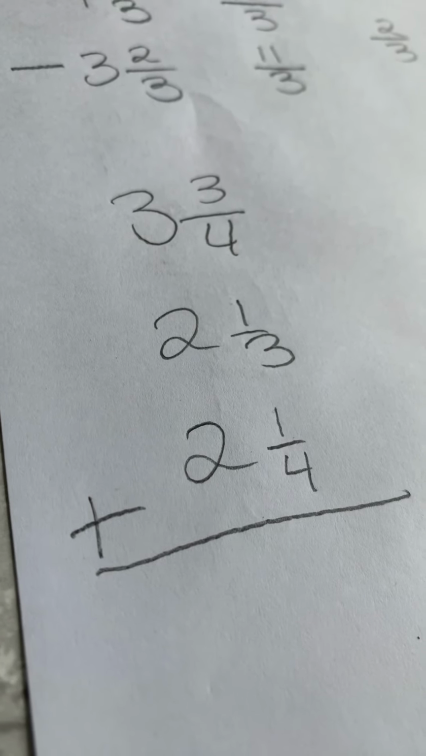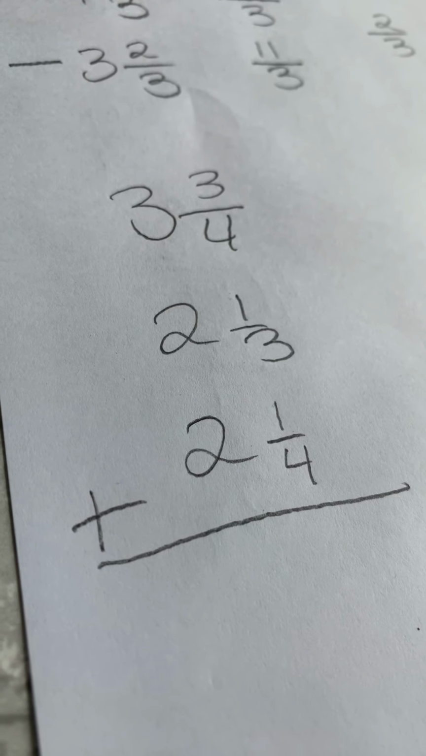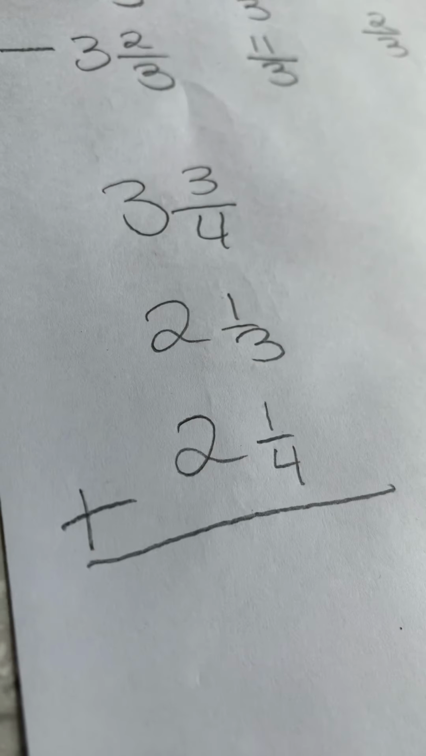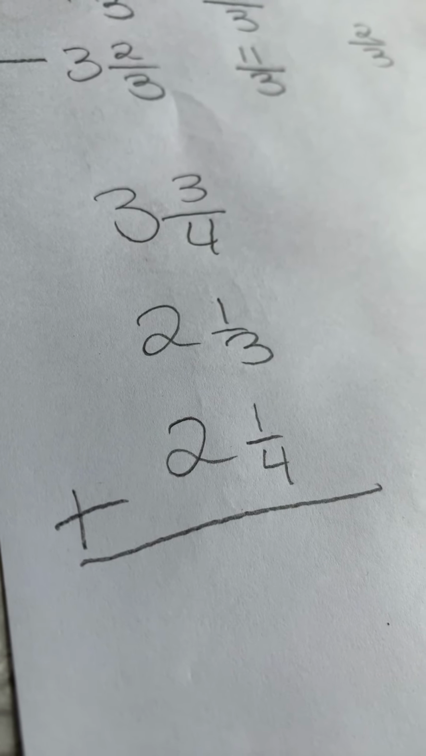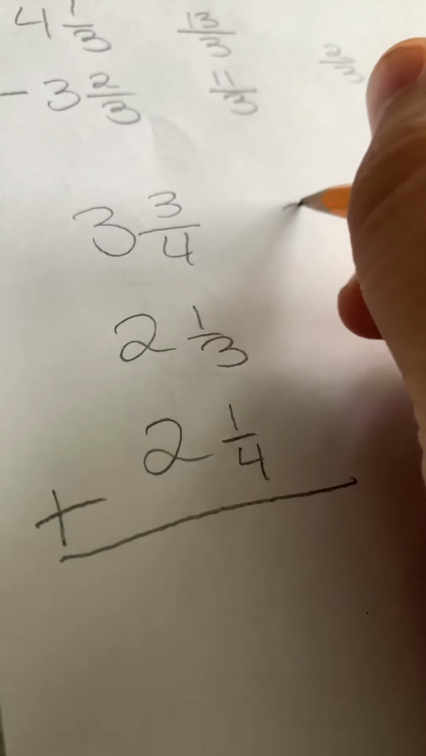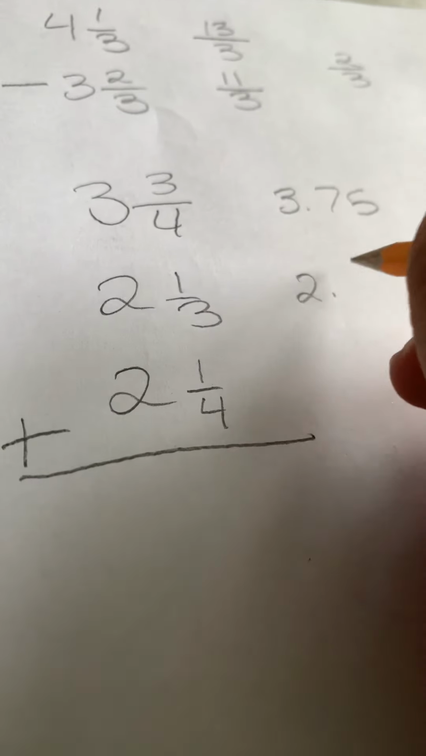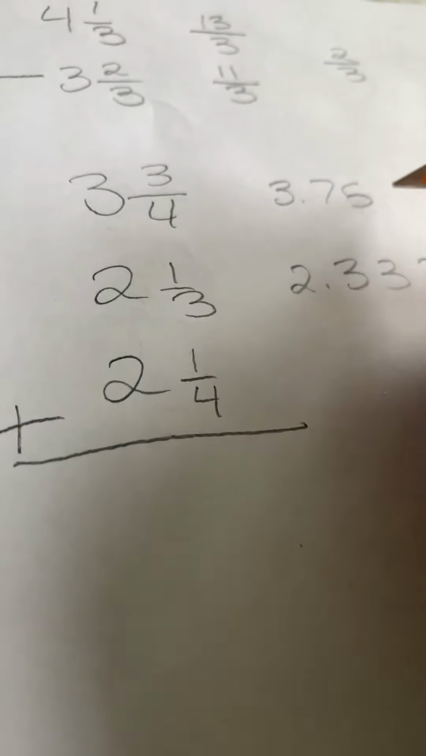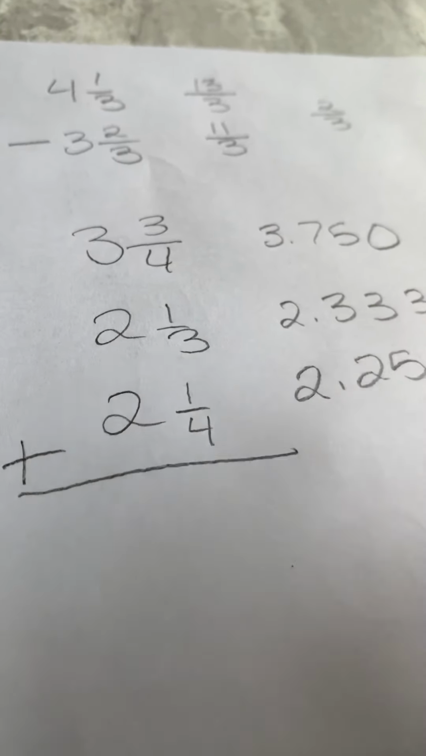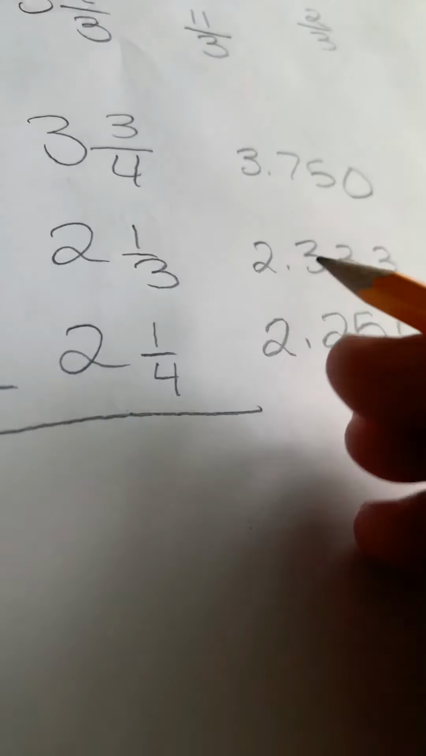Now, you can technically do this one multiple ways. You can add them like I did when I first did it. I made all of these decimals. So 3.75, 2.333, 2.250. And you can add them that way.